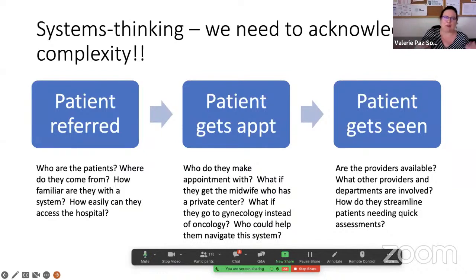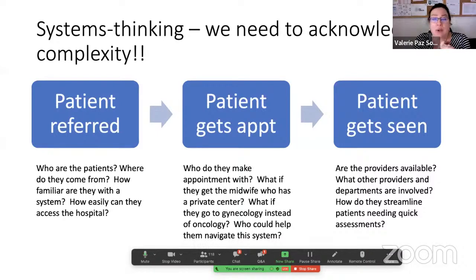And I'm going to reemphasize what my 2 previous speakers have said. We need to acknowledge complexity in the systems, and we need to acknowledge that if the system is not working together, it won't work. So, when we talk about patients, some of the topics that emerge: who are the patients? Are they indigenous? Are they local? Where do they come from? How familiar are they with the system? How easily can they access the hospital? But it's not just the patient, because then they get to the appointment process and they have to take different paperwork. And sometimes they're not told what paperwork to get.